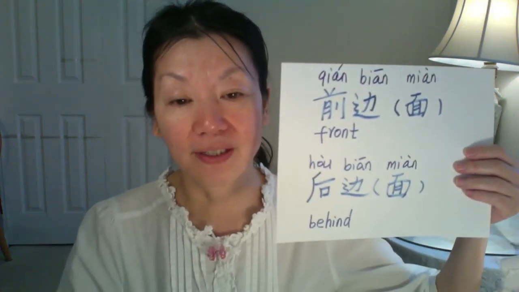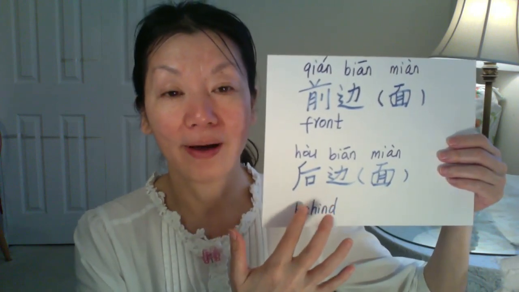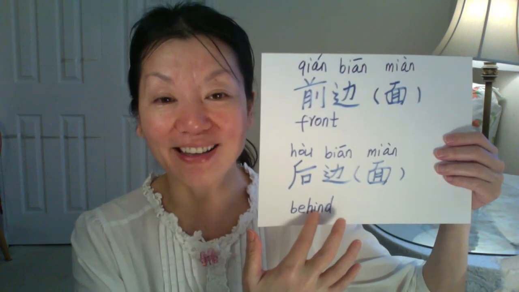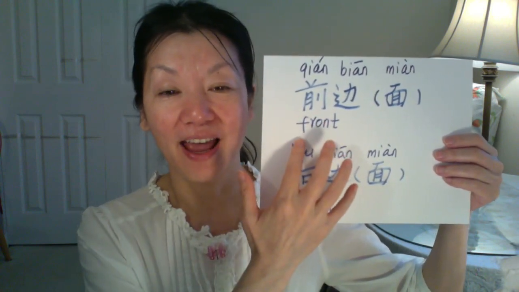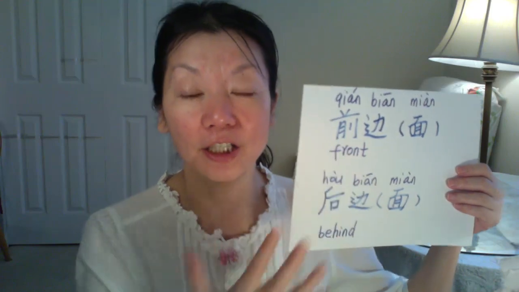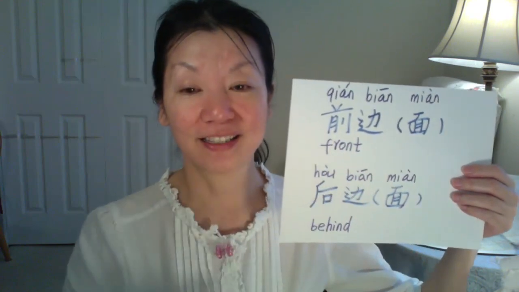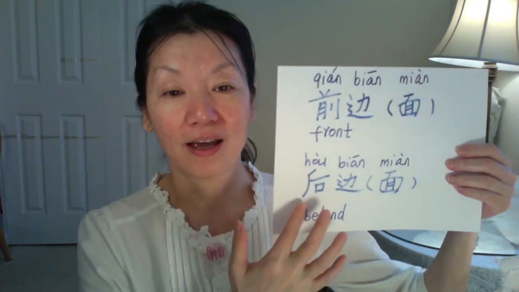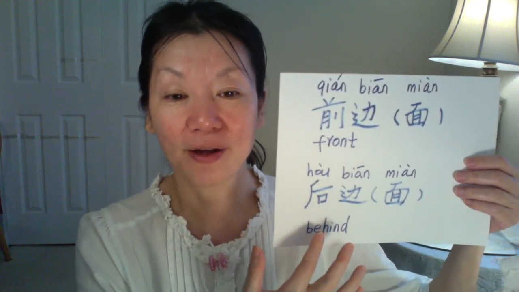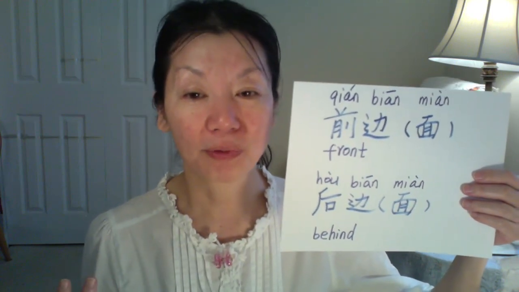Okay, we're talking about that one here. Let's figure this out. You see, 前, what is it? Behind. 前 is front. Only say 前, that's a character. If we're talking about location, 前 means front, that side, front. If you only say 后, that character by itself means behind.